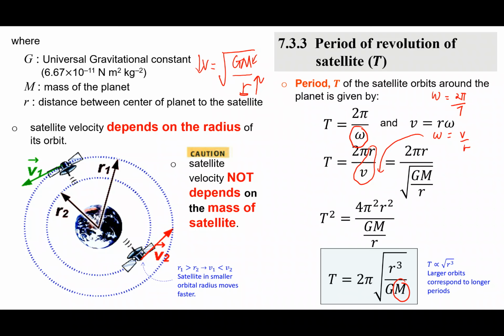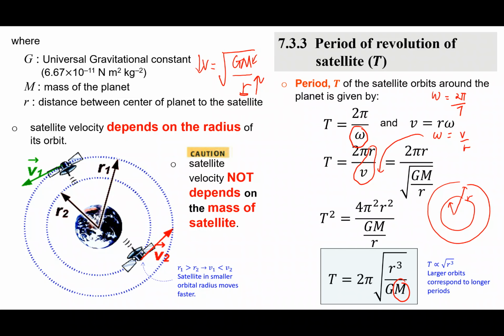Okay. So, since period is directly proportional to the square root of r cubed, so larger orbits correspond to the longer periods lah. So, maksudnya lagi besar orbital radius yang perlu dilalui, lagi jauh r dia, maksudnya lebih jauh lah perjalanan satellite tu untuk complete one circle. Okay, so masa dia yang diperlukan adalah lebih panjang.